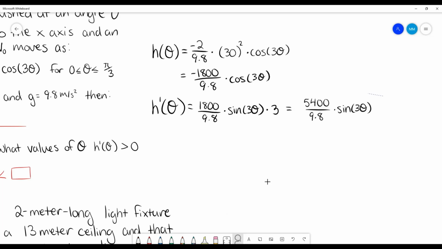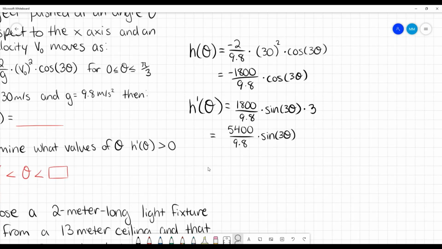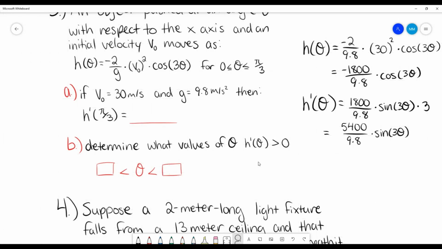Okay, so this right here, I'm actually going to move it right down here so we can see it better. So there's our derivative right there. So we want to figure out what the derivative is at this value for theta. So we're just going to plug it in. So it says theta equals pi over 3. It's just going to be 5400 over 9.8 times sine of 3 theta. Well, 3 times pi over 3 is just pi. So that makes this 0, right? Because sine of pi is 0.